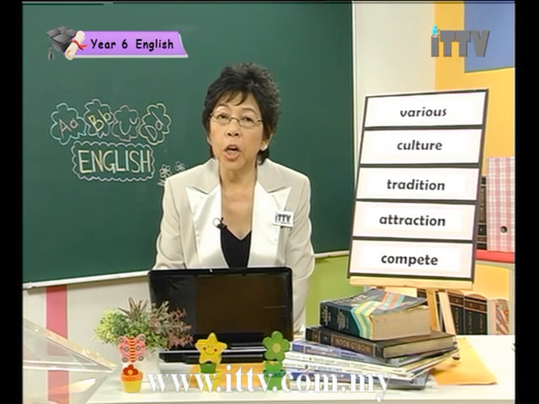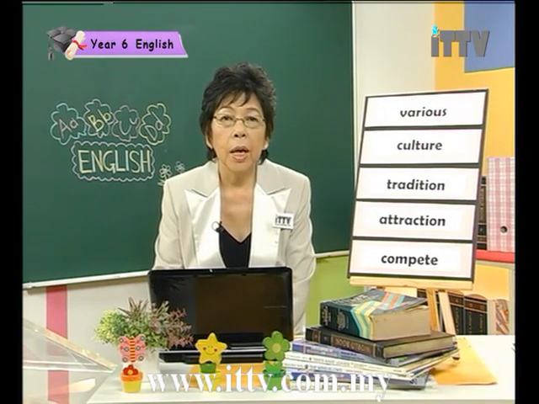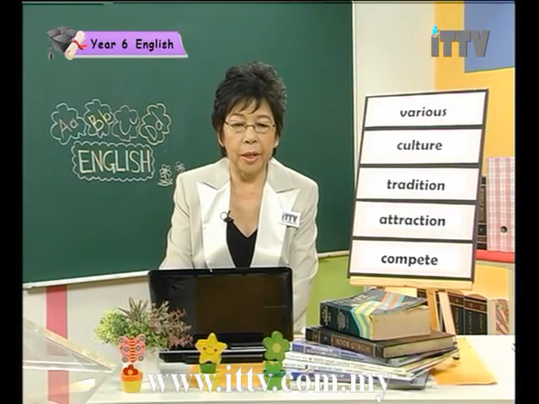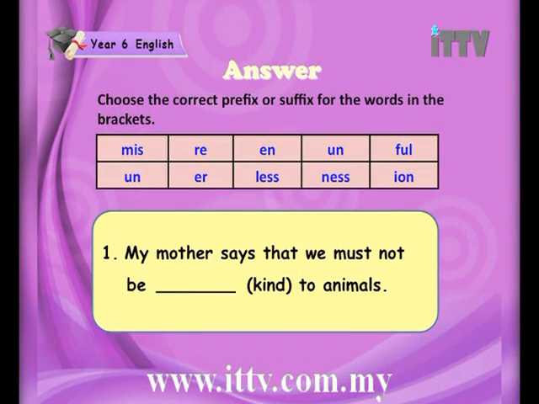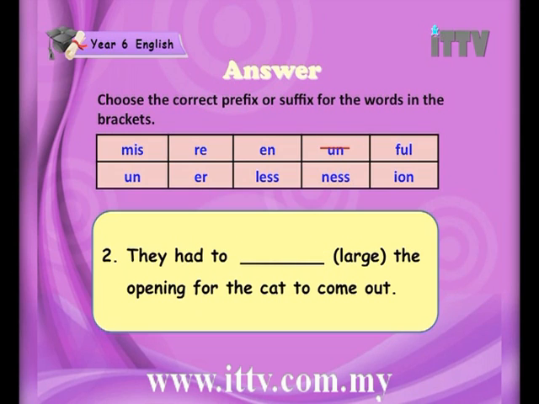Alright children, have you got all the answers down? Let's go through the answers together. Number 1. My mother says that we must not be unkind to animals. That's right. We are always told never to be unkind to animals. Number 2. They had to enlarge the opening for the cat to come out. Enlarge here means to make it larger.